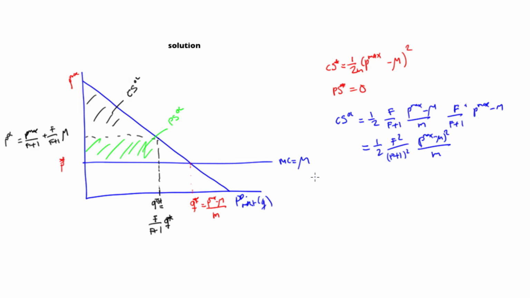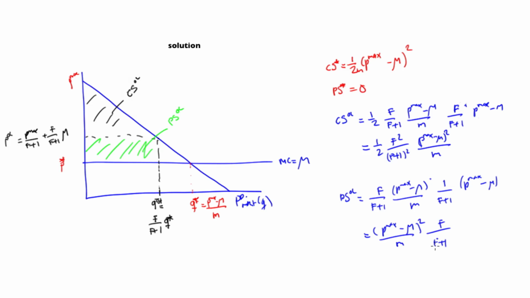And I will interpret this in a second. Now let's do the producer surplus. In the oligopoly it is that rectangle, which is just going to be that distance, F over F plus 1 of P max minus mu square over M, plus that distance, which is 1 over F plus 1, sorry, there's no square there, P max minus mu, which gives us P max minus mu divided by M square times F over F plus 1 square. So please notice a couple of things. Now let's interpret.